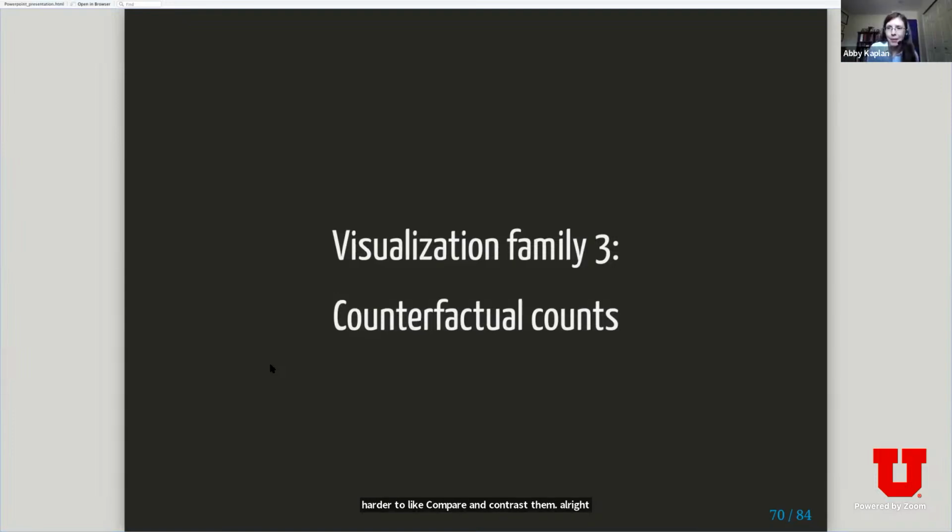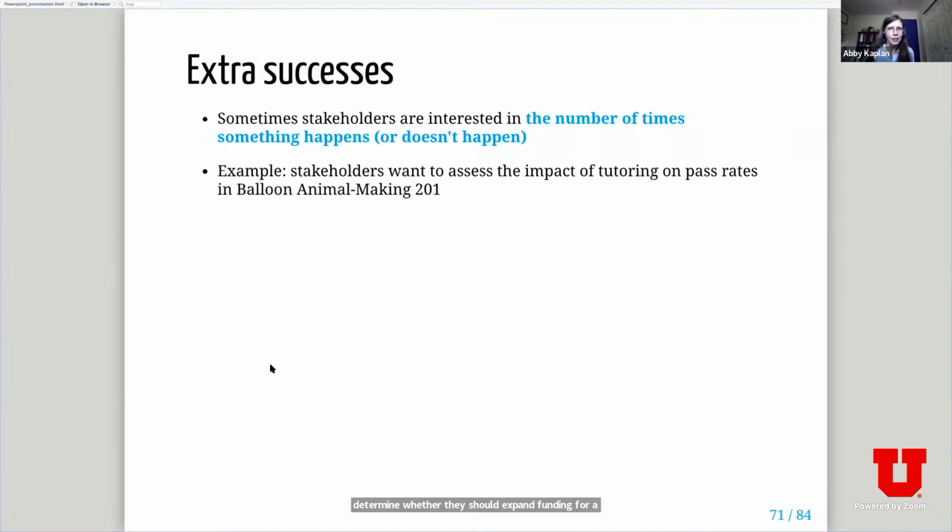All right, third family of visualizations. Sometimes it might be the case that your stakeholders are not just interested in percentage improvement, something like that. If, for example, your stakeholders are trying to determine whether they should expand funding for a tutoring program, right, then your stakeholders might want to know, literally how many students did we help? Did we help 5 students? Did we help 500 students? That might matter.